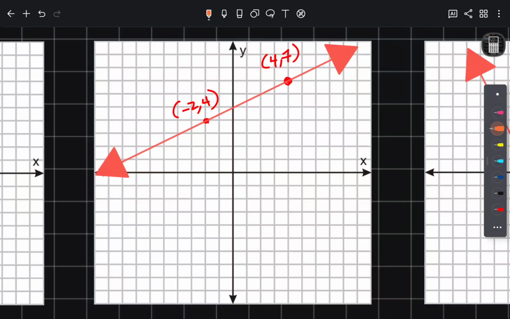You can see this is a positive slope. So let's hope the information that we get coincides with that. So I'm going to go up 1, 2, 3. So plus 3, and then right 1, 2, 3, 4, 5, 6. Positive 6. It's going to give you a slope of 1/2.